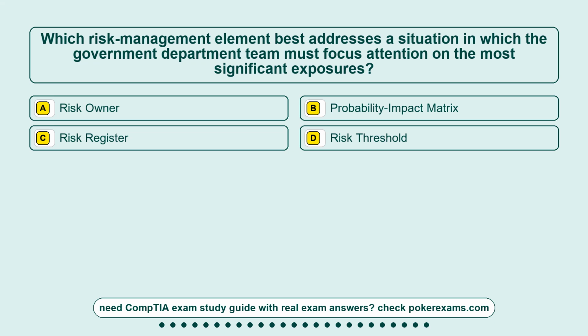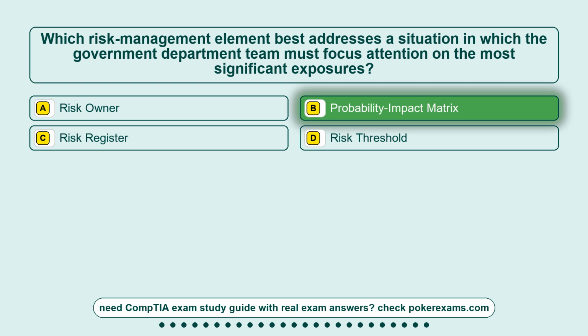Question 4. Which risk management element best addresses a situation in which the government department team must focus attention on the most significant exposures? Option A. Risk owner. Option B. Probability impact matrix. Option C. Risk register. Option D. Risk threshold. The correct answer is option B.